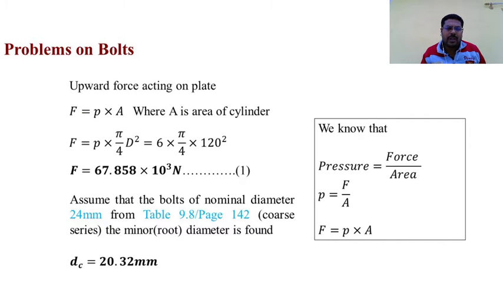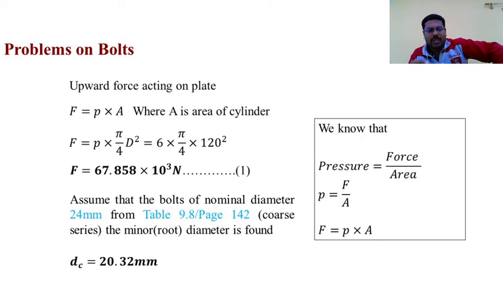In the problem, the upward force acts on the plate. We know that pressure is equal to force by area, therefore force F = pressure × area. The upward force acting on the plate is F = p × A, where A is the area of the cylinder. Pressure is already given as 6 and area is π/4 × d squared. D is the hole diameter, 120, squared. Therefore F = pressure × area = 67.858 × 10^3 Newton. This is equation number 1.